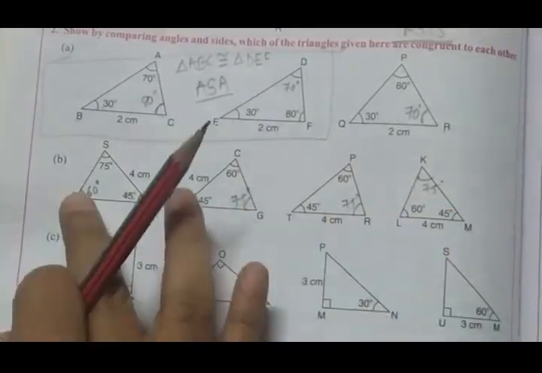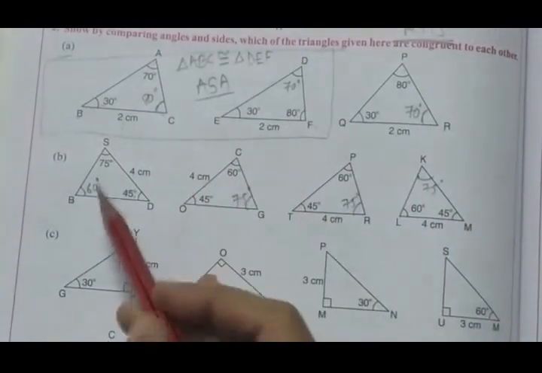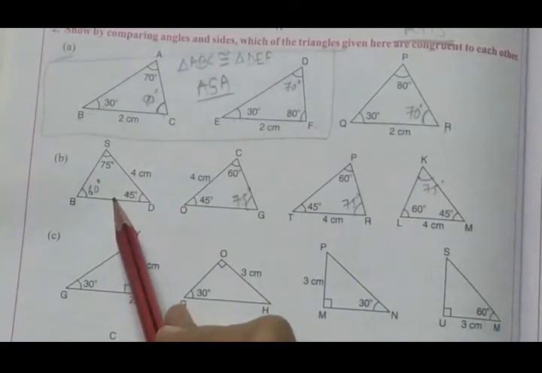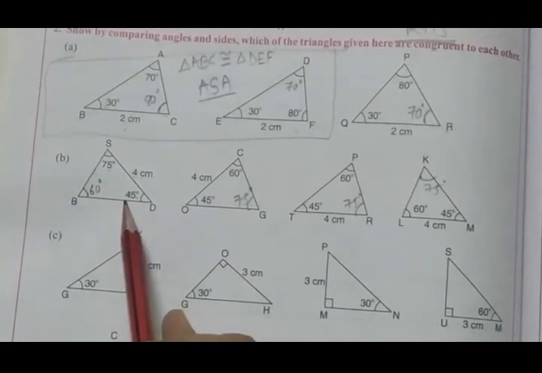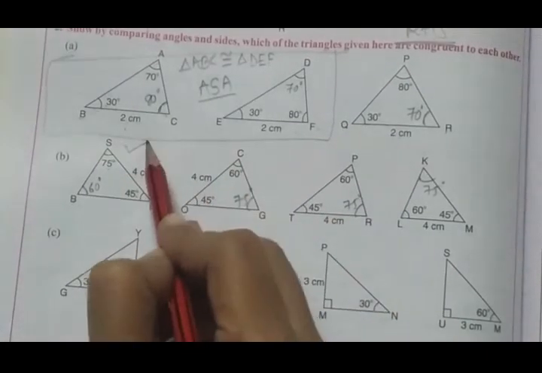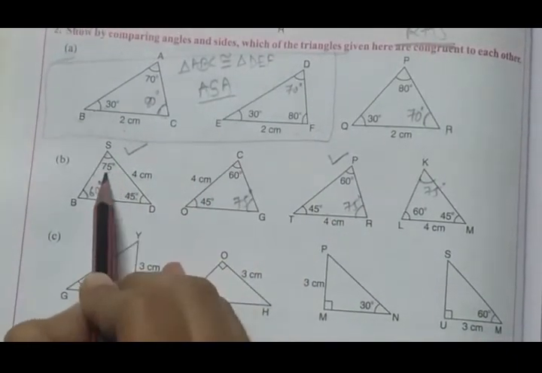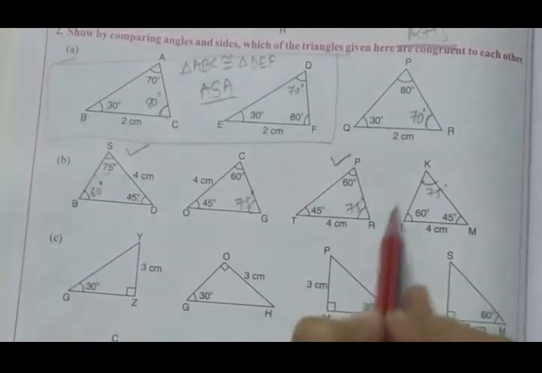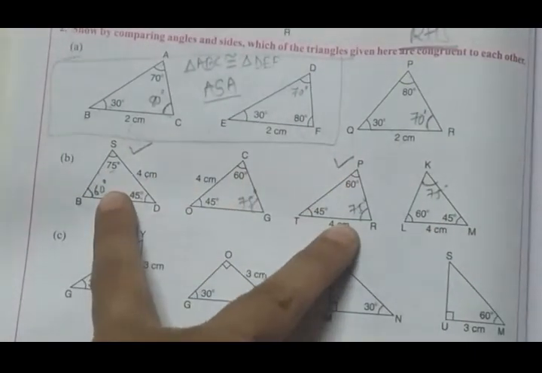So here, out of the four triangles, we have to find by comparing their sides and angles which two triangles are congruent. First I will notice SBD. Here one side and three angles are given. So the 4 centimeter side is included between 75 and 45 degrees. If you notice these two figures carefully, here the 75 degree angle has included side 4 centimeter and then 45 degree. Here also 75 degree, included side 4 centimeter, and 45 degree. So these two triangles are congruent.